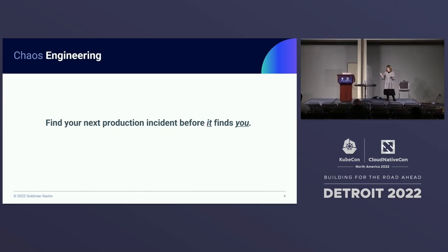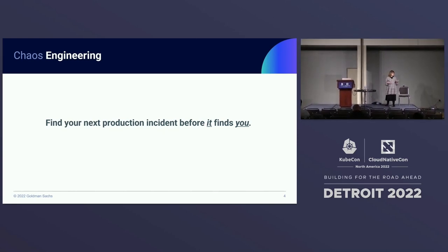So the classical example, which is how this whole thing started, is bringing down a machine, bringing down one of the machines that your application is running on.